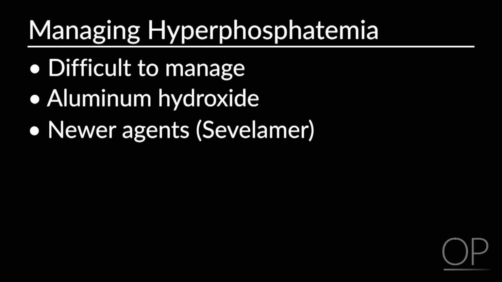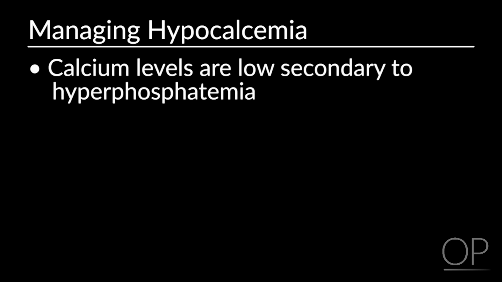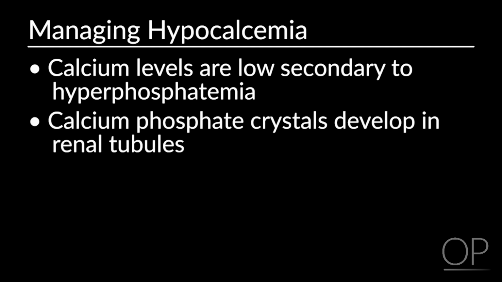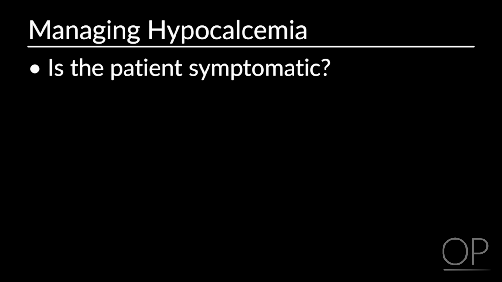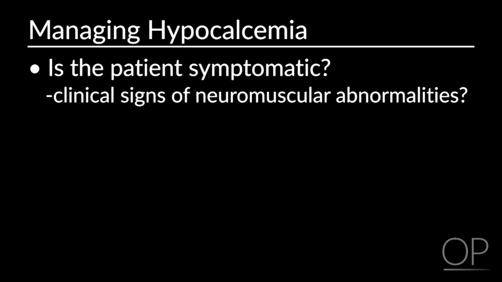And then on the flip side of hyperphosphatemia, we have hypocalcemia. Serum calcium levels are usually low secondary to hyperphosphatemia, and calcium phosphate crystals then develop in the renal tubules, thereby sequestering the calcium and causing levels to be low. Here, what we want to think about is whether or not the patient's actually symptomatic, and if there are clinical signs of any neuromuscular abnormalities.